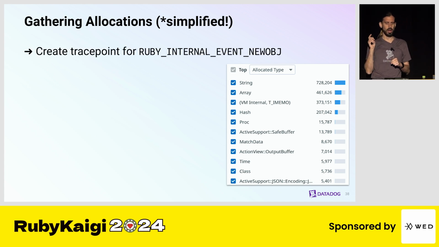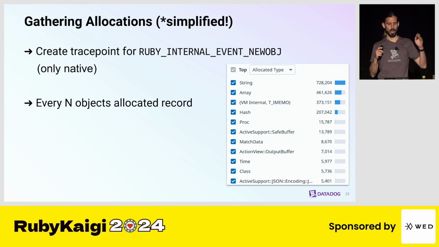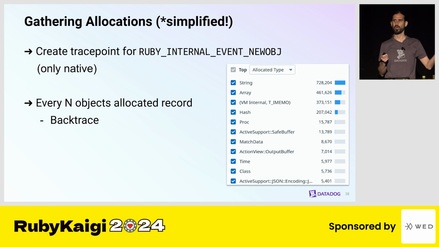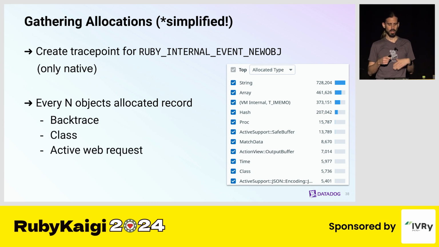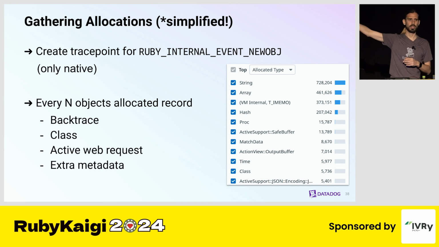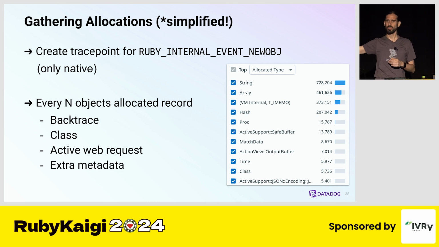Allocations, another trace point, new object. And again, it's only available to native extensions. And then every n objects that are allocated in your application, the idea is that we record the backtrace, the class, and the active web request, and some extra things, and we can build something like the table you see there of how many of each instance were allocated.